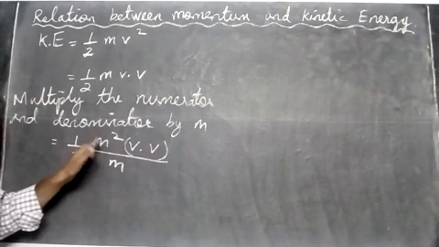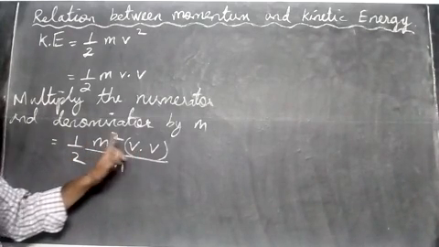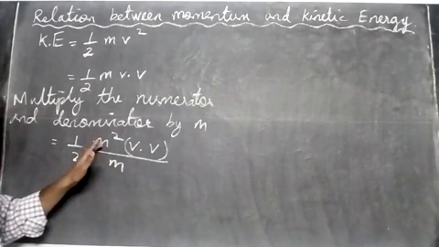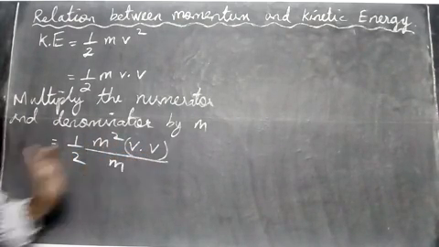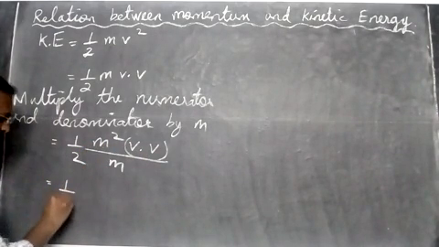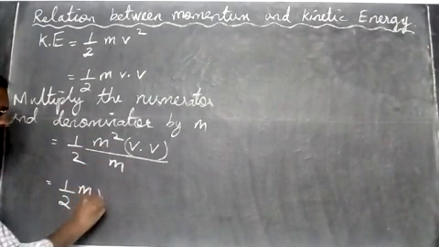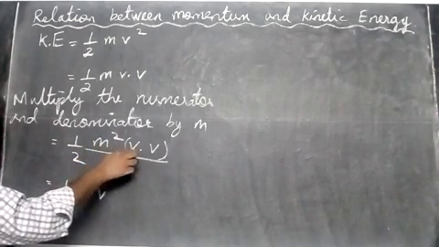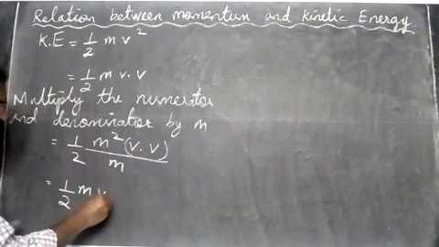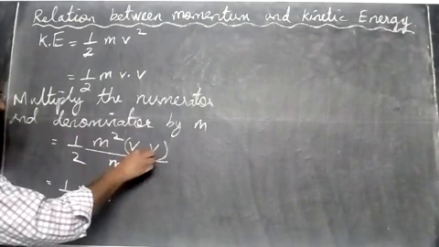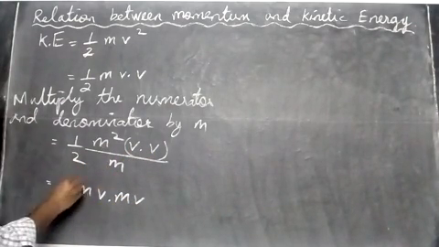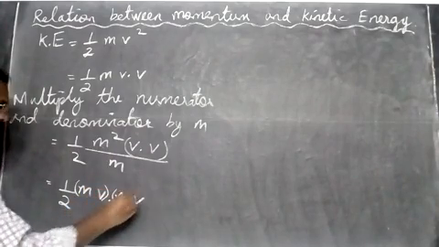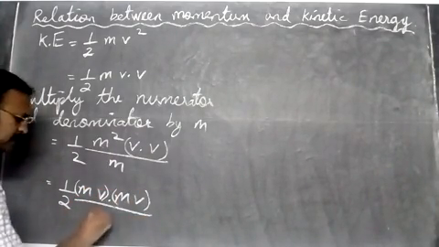Now this m square is there. I'll take one m and multiply with this v, and I'll take another m and multiply with the second v. So what we get here is half into mv, into mv, divided by m. I'll write this in separate brackets.